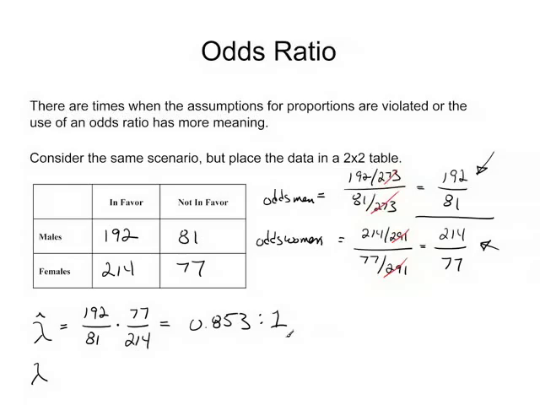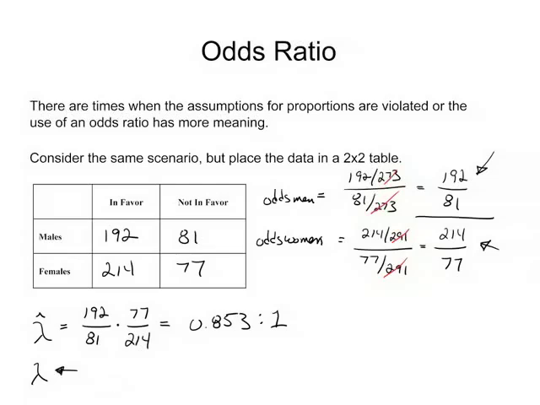Well, this is suggesting that the true odds ratio, whatever it is, would suggest that there's a higher odds of women being in favor than men. That's what it suggests. However, that may or may not actually be safe. We need to determine whether that's statistically significant.